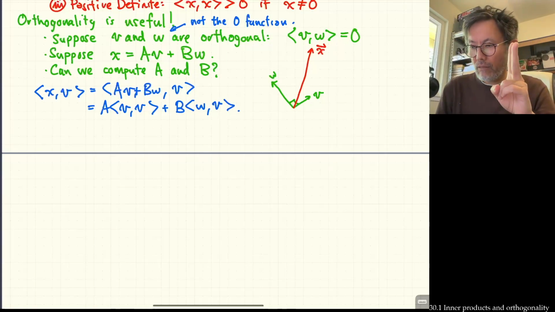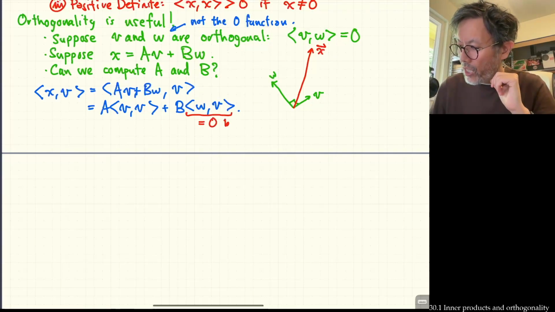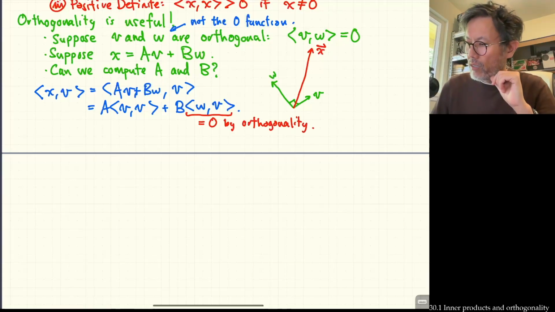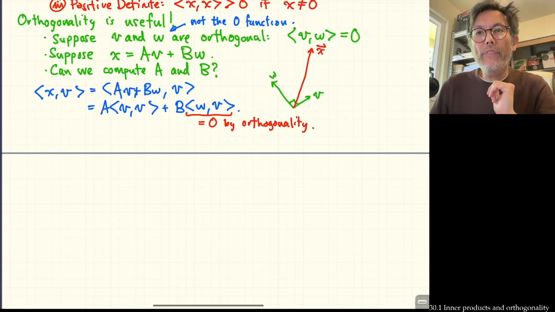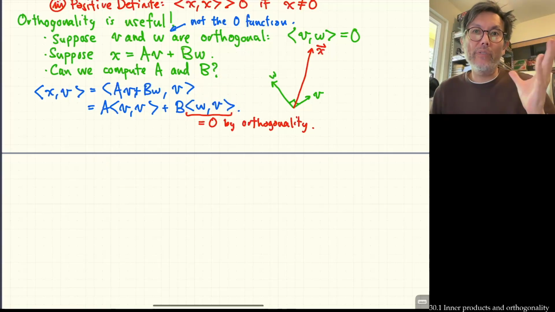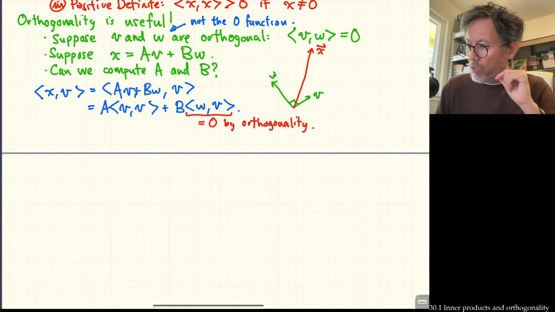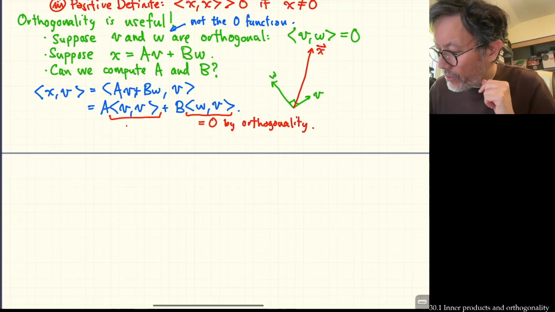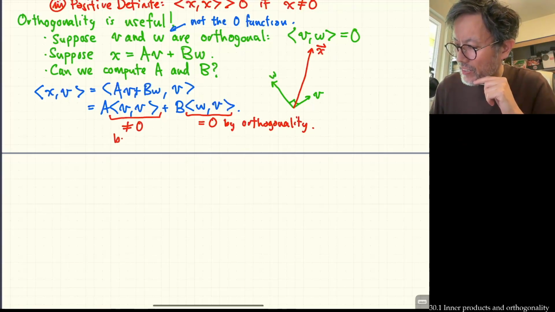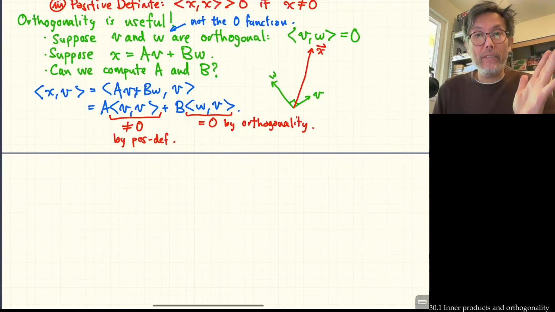But notice two things. This is equal to zero by orthogonality. That's what it means to be orthogonal. Oh, well, and I guess symmetry as well. Notice here, by assumption, the inner product of v with w is zero. By symmetry, that means that the inner product of w with v is also zero. Okay? Now let's think about this one. What do we know about that? We can't say a whole lot, but we can at the very least say this is not zero by positive definiteness, because v is not zero.